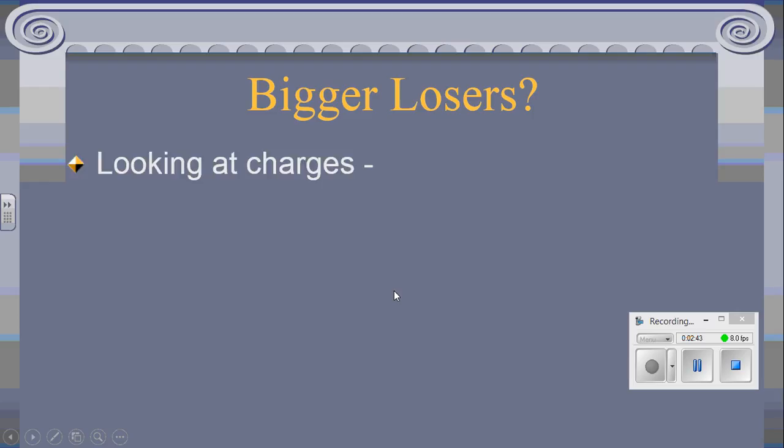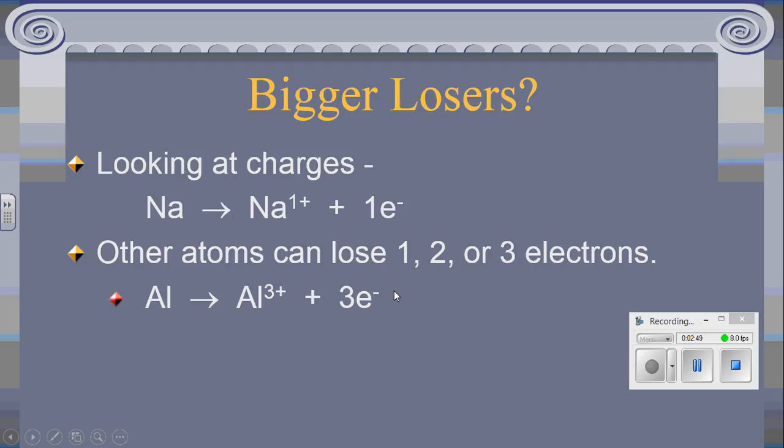So let's consider something else. Sodium becomes sodium ion, but some other things can lose up to 3 electrons. Take aluminum, for example. Aluminum loses 3 electrons and becomes the aluminum plus 3 ion, or 3 plus ion. Okay, so if you lose an electron, you become plus 1. If you lose 2, you become plus 2. If you lose 3, you become plus 3. So that pattern's easy to see.